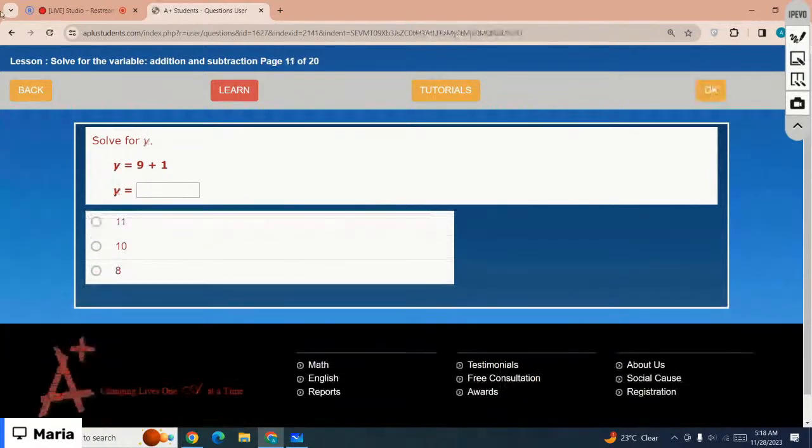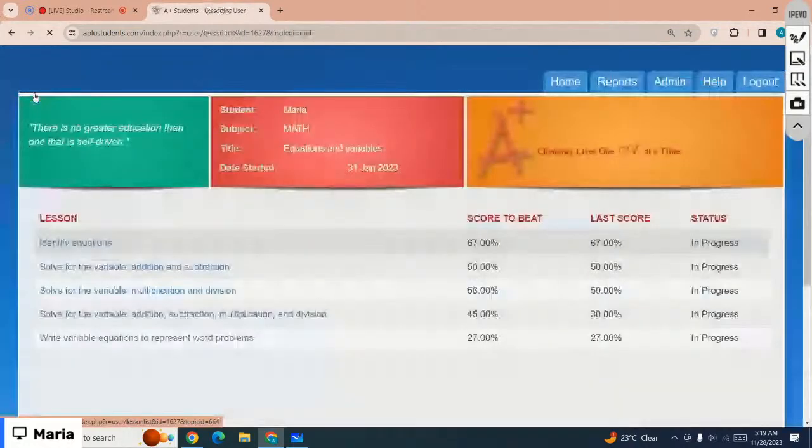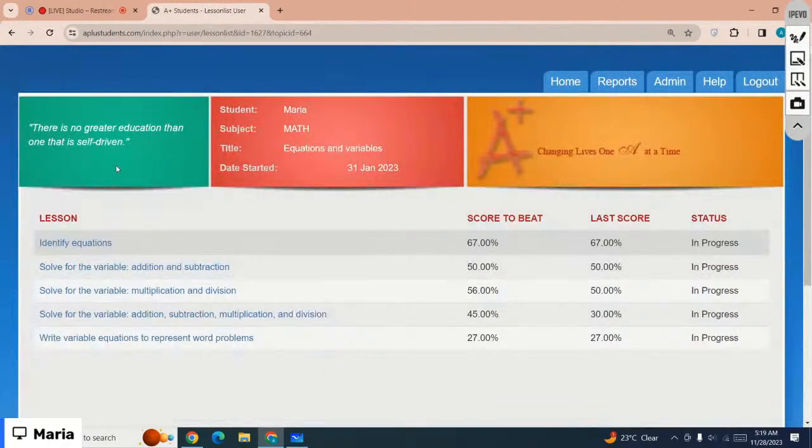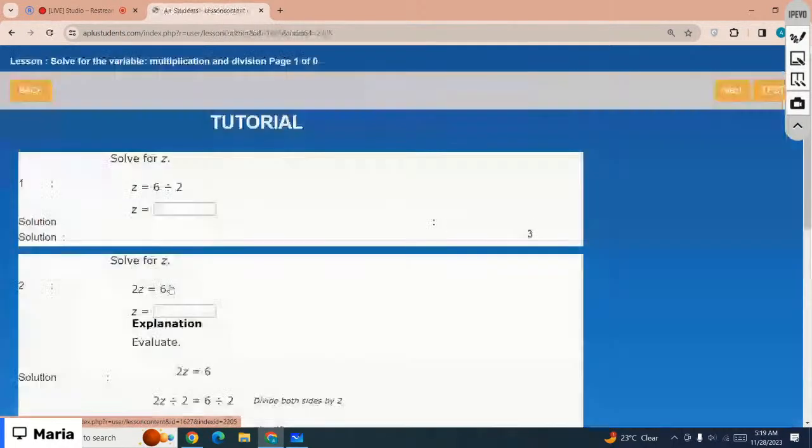Okay, you can complete the lesson by yourself later today. Let's just move on to the next lesson. The next lesson is solving for the variable with multiplication and division, right? We have just finished with addition and subtraction. Now you have to do exactly the same things, but you have to multiply and divide here, right?